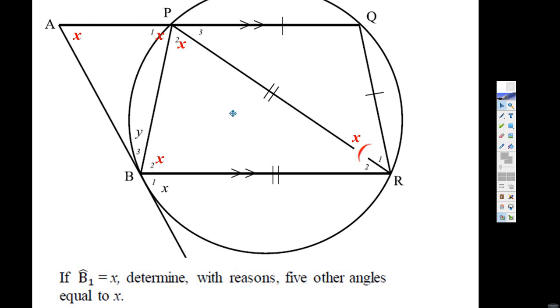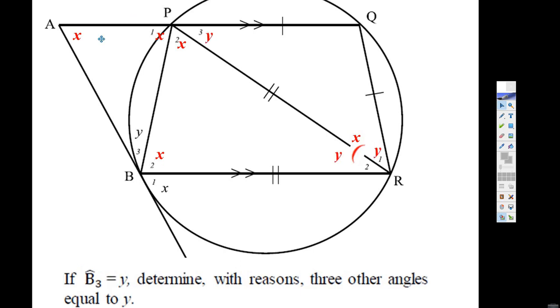Well, P1 is the exterior angle of this cyclic quadrilateral. Now, it takes a while to look at it. I didn't see all these things right away, and even though I've done the problem quite a few times, I still have to look really carefully, so it takes a while. It's a real puzzle. This is an exterior angle, so the whole angle QRB, R1 and R2 together, makes x. There's your 5th one. And what's the reason? The exterior angle of a cyclic quad.